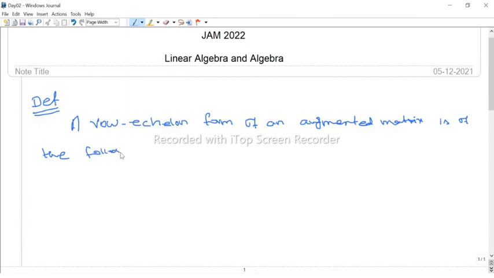So given any matrix, we have a row echelon form. What we have to do is some process on the given matrix, and you will get a row echelon form. So what is in row echelon form, I will explain here. So the following form.